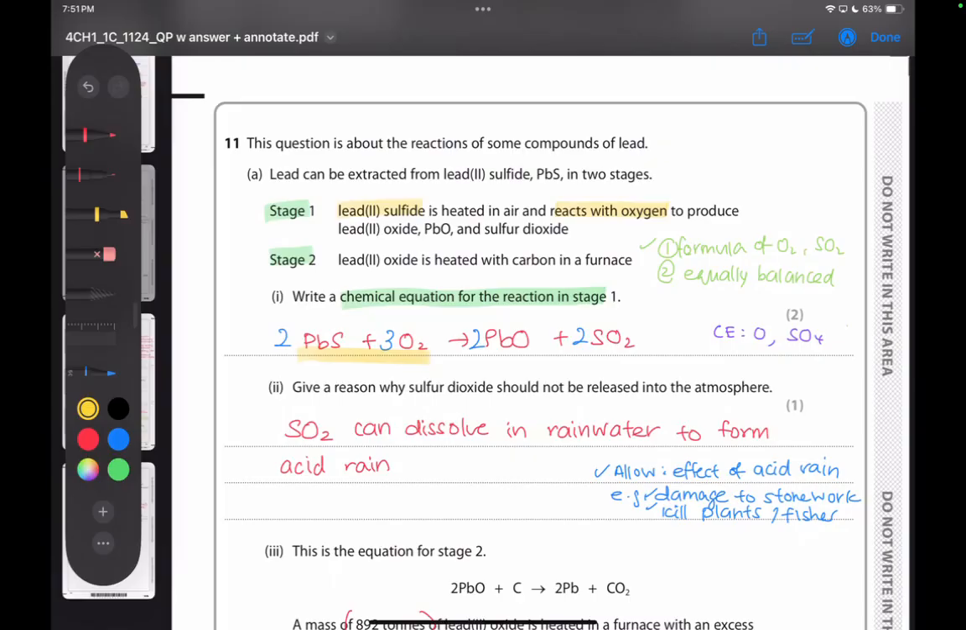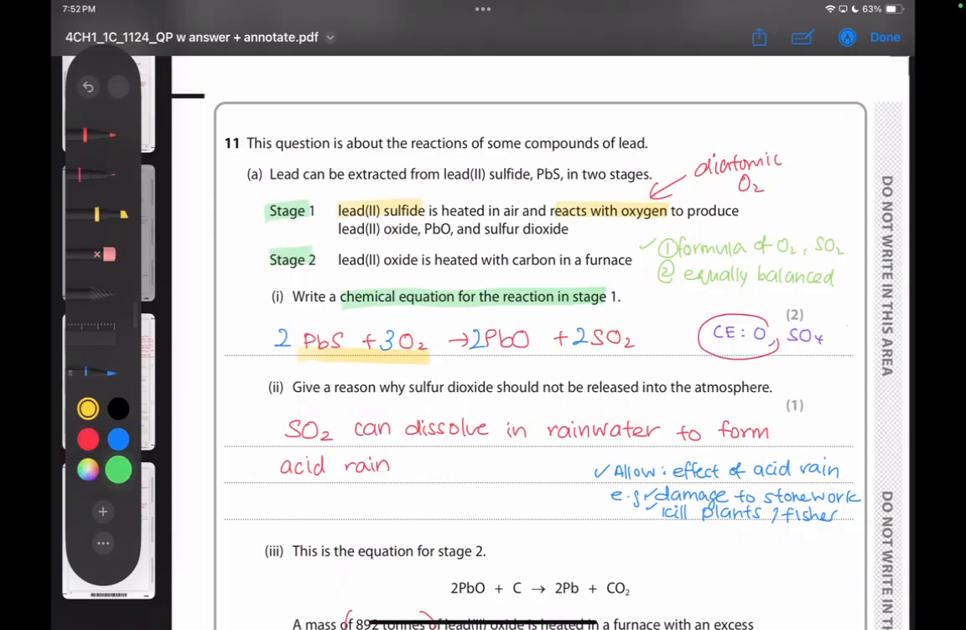The thing to take note of here, which a lot of students tend to forget, is the formula of oxygen. Oxygen is a diatomic molecule. That means it exists as O2. A common error that students make here would be to simply put O, looking at the periodic table and putting O as the answer.